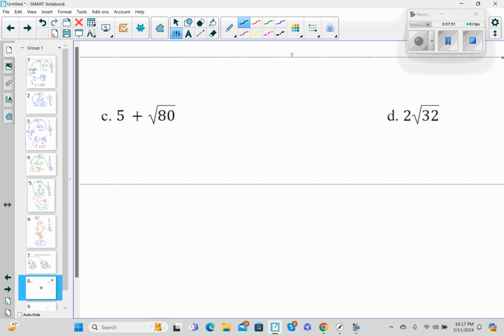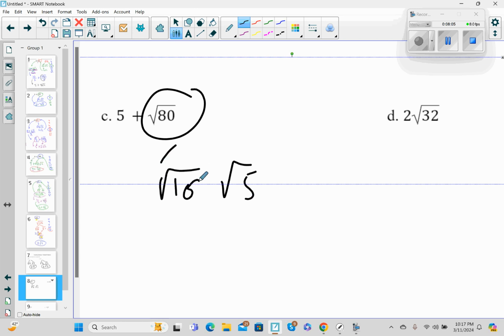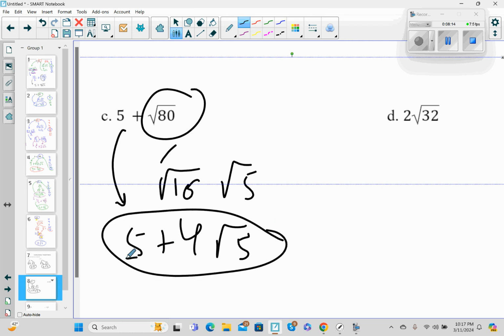Try a couple more. Square root of 80. If you try all the numbers, you just try your list of perfect squares. The biggest perfect square that goes into that, I think, is 16. So it's going to be square root 16, square root 5, because 16 times 5 is 80. That becomes 4 square root 5. Don't forget the 5 over here, 5 plus, and that's your answer. Do not add the 5 plus the 4. You can't do that because the 4 has a square root of 5 next to it, but the 5 doesn't. So they're unlike terms.